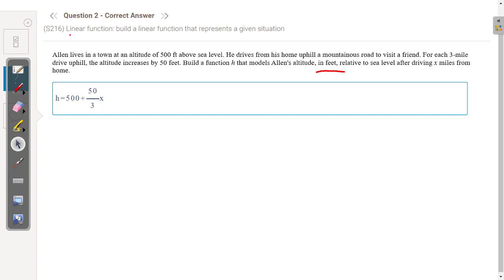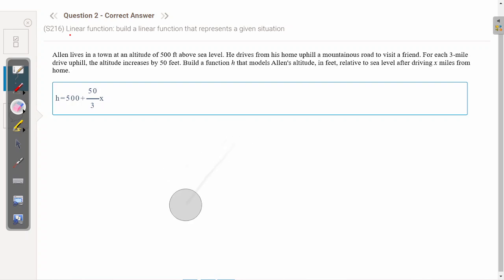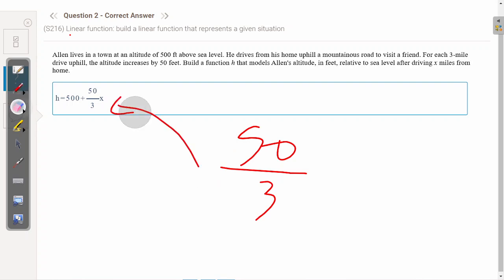Okay, remember for slope it's y2 minus y1 over x2 minus x1. Same thing here. The y is the altitude. They said it here. This is the y. So it's 50 for the y over the x, which is 3, the miles. It's not the slope. They already gave you 100, so you don't need to put it.